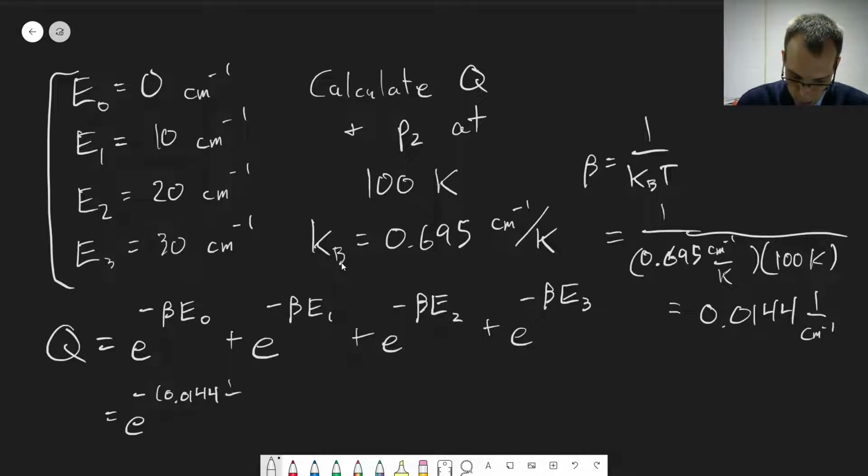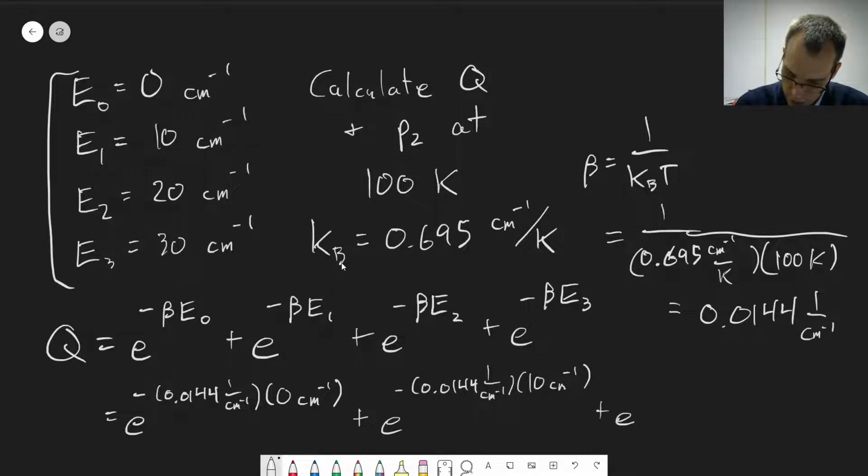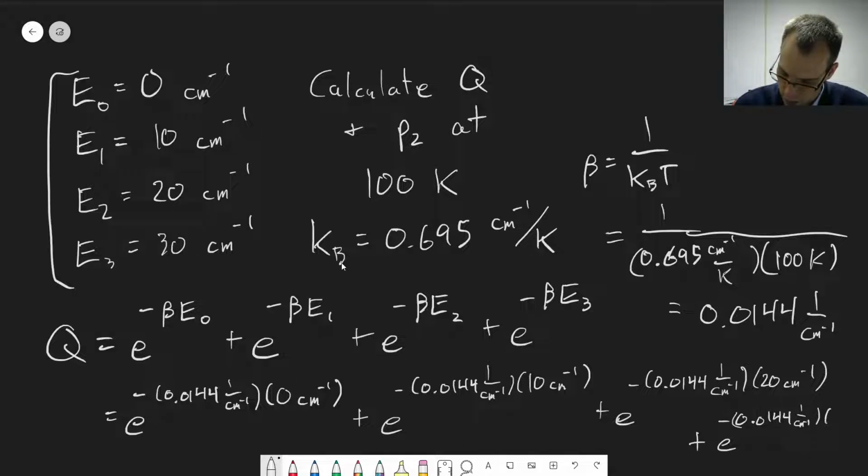Okay, so our first term is e to the minus 0.0144, 1 over wave numbers times 0 wave numbers. Okay, so that's going to be pretty straightforward. Plus e to the minus 0.0144, 1 over wave numbers times 10 wave numbers, plus e to the minus 0.0144, 1 over wave numbers times 20 wave numbers, plus our final term, e to the minus 0.0144, 1 over wave numbers times 30 wave numbers.